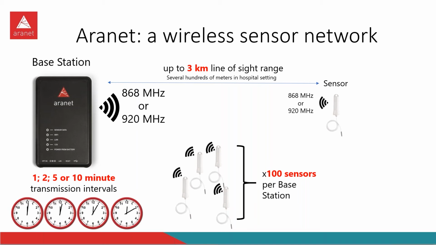There are four different time intervals which you can configure. You can get the measurement once every minute, once every 2 minutes, once every 5 minutes, or once every 10 minutes. And effectively, if you are using the longest transmission interval, the 10-minute interval, it has quite exceptional battery life. With a lithium battery, the sensor will last up to 10 years. So effectively, quite long, I would say.